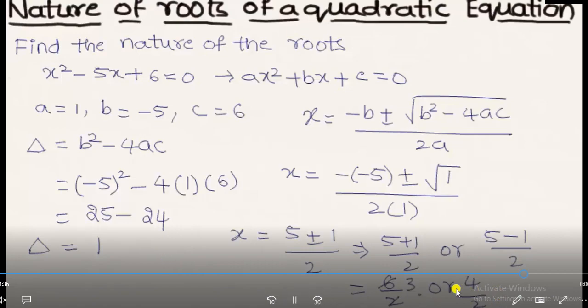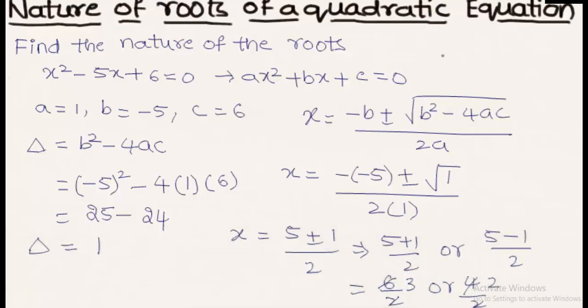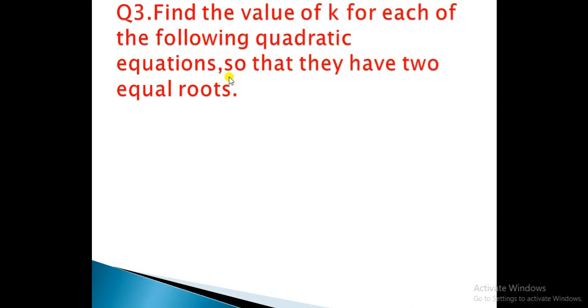So solve it, 6 upon 2 we will have and 4 upon 2. So whenever d is greater than 0 or positive, we will have two distinct real roots. Here is 6 upon 2, that is 3, and 4 upon 2.